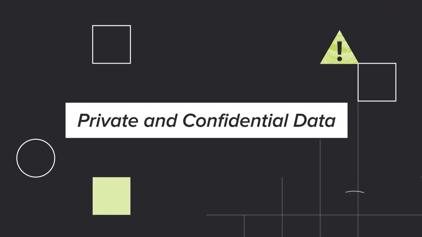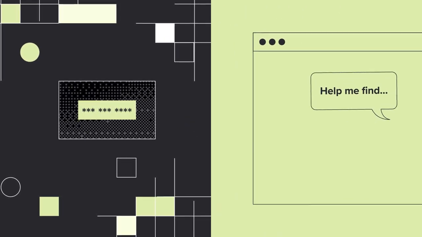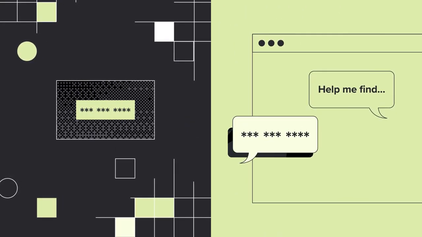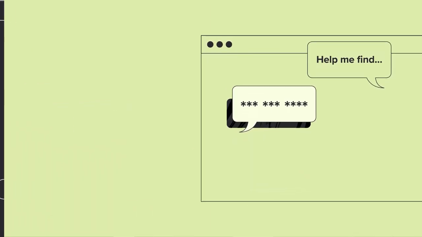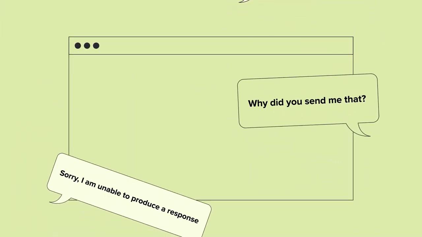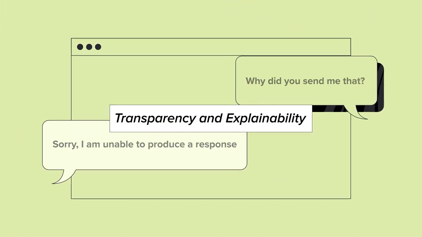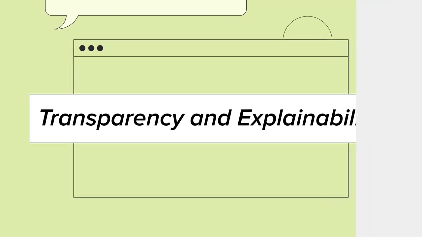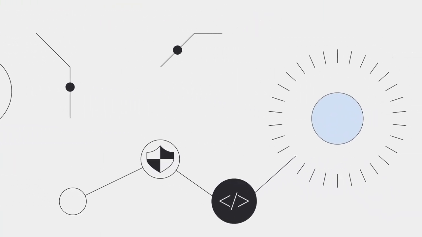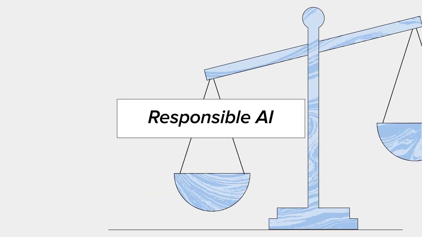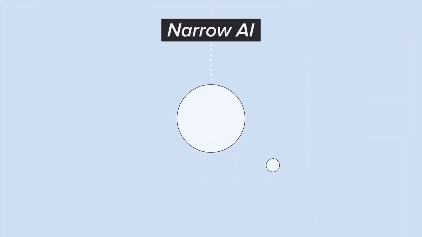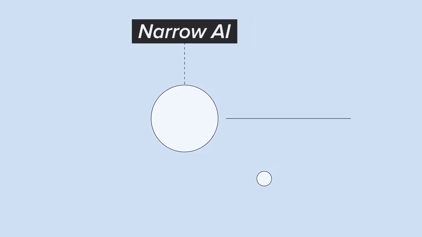Another risk is that AI can expose private and confidential data. For example, if it's fed on a program dataset that includes social security numbers, it could reveal those numbers when answering a question using that data. And it may not always be clear what criteria it uses for making decisions, lacking transparency and explainability. The practice of developing AI models and systems that minimize risks to individuals and society at large is called responsible AI. So narrow AI is what we're using today, but where could AI take us in the future?